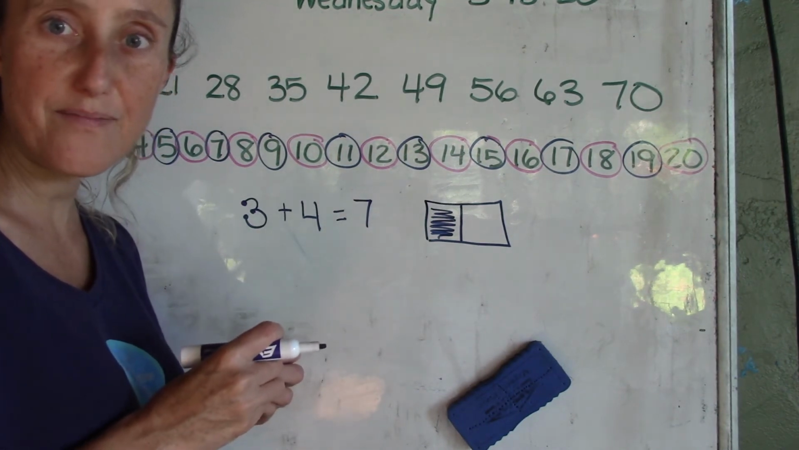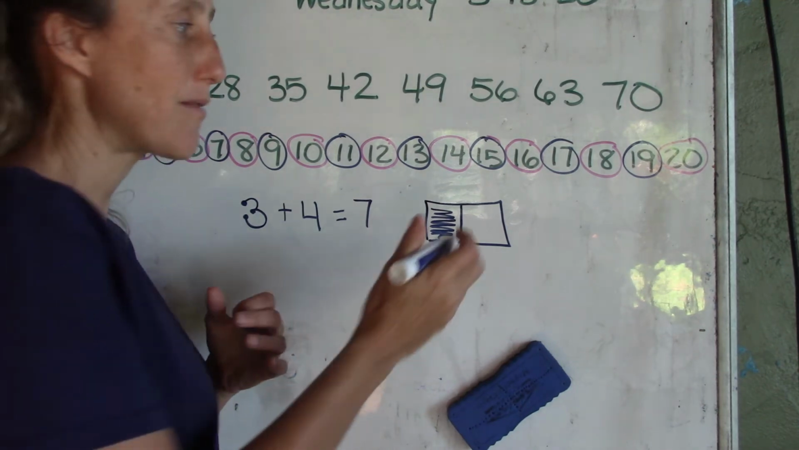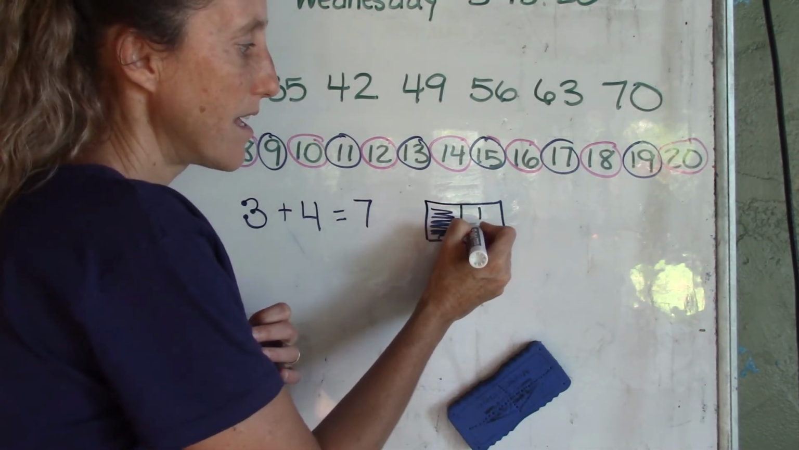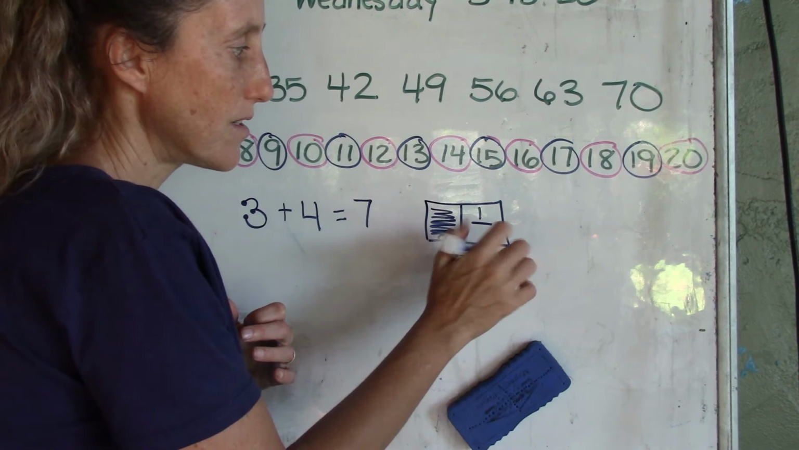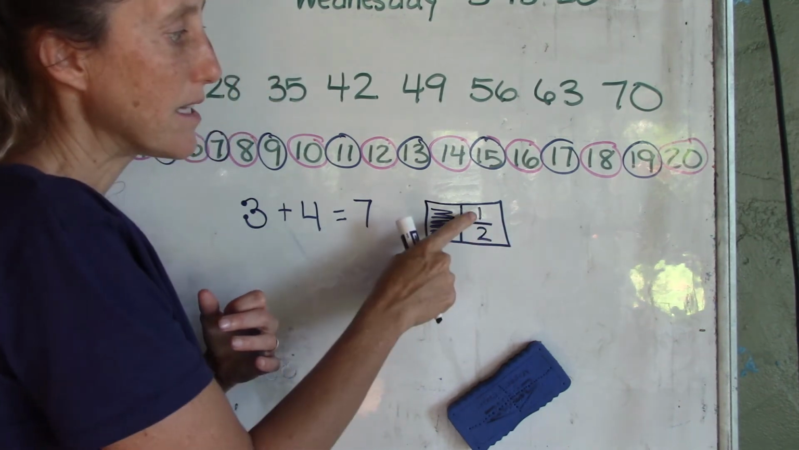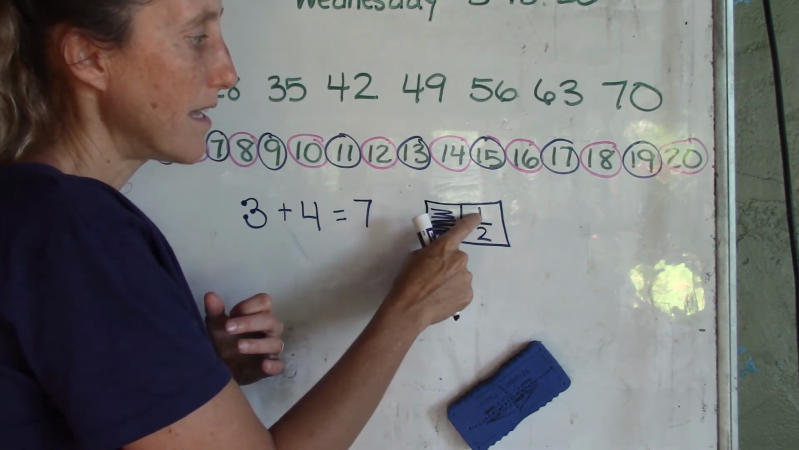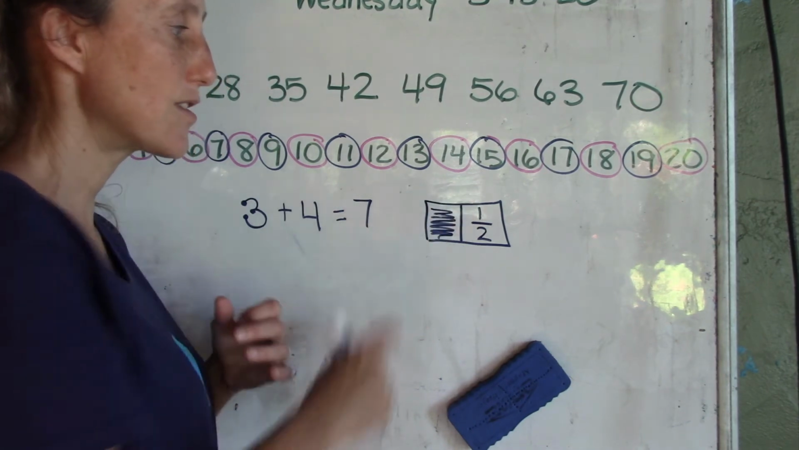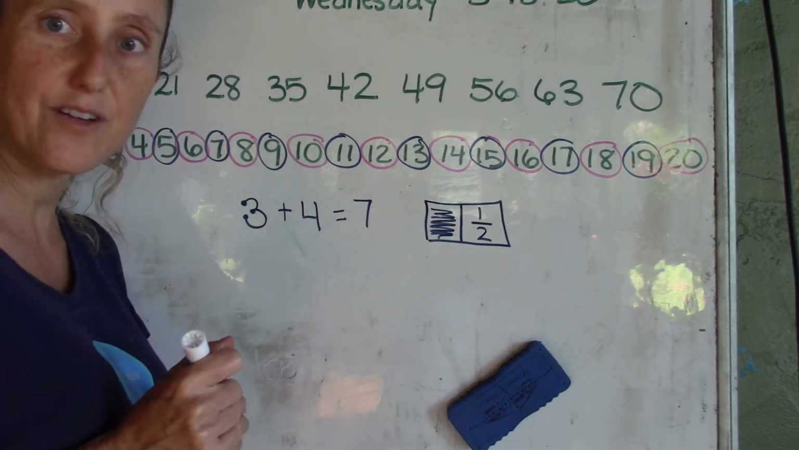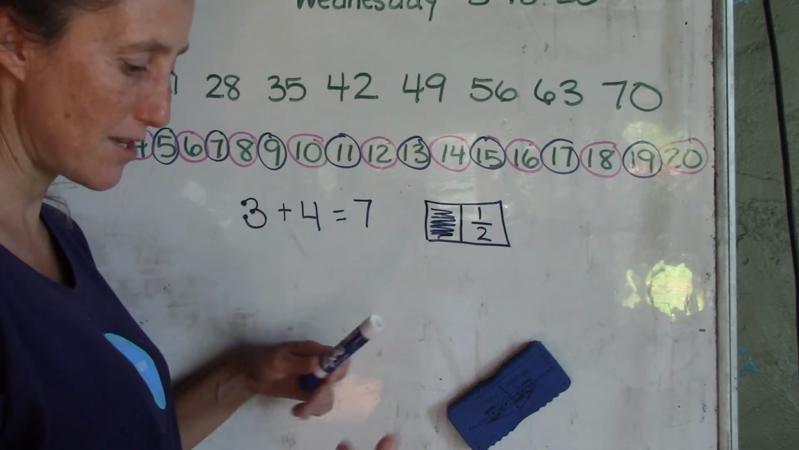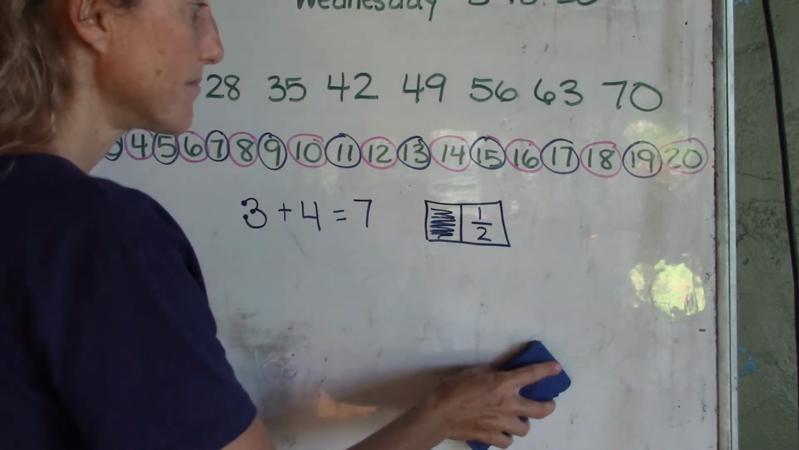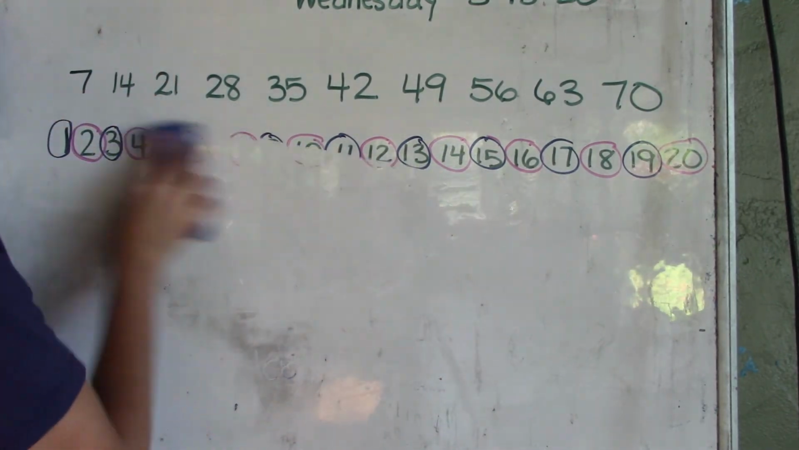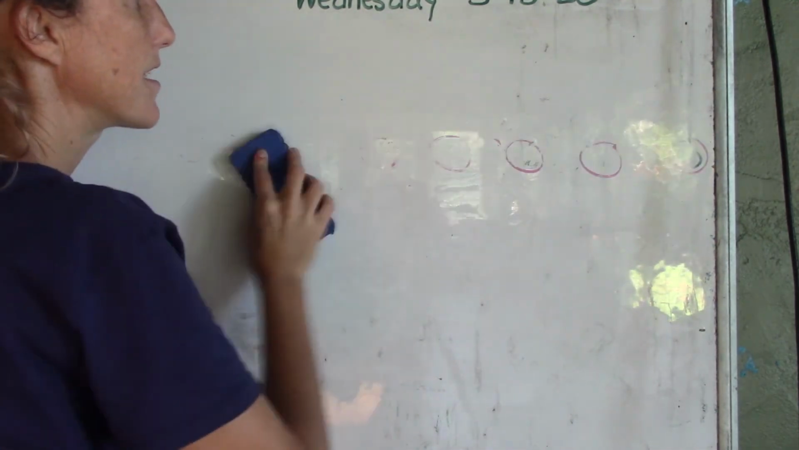Do you know how to do that? This is how we write 1/2. It's 1, then a horizontal line, 2. That means this is 1 out of 2 pieces. That's 1/2. 1 out of 2 pieces. That's 1/2 of a cracker, 1/2 of anything that you would cut in half. All right, so that was kindergarten.